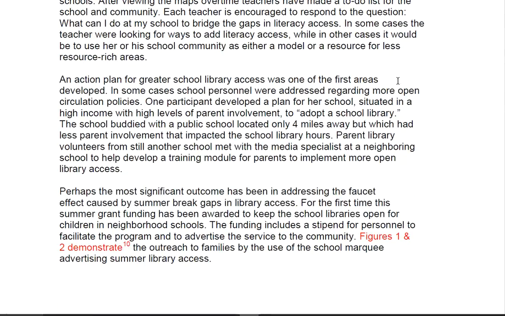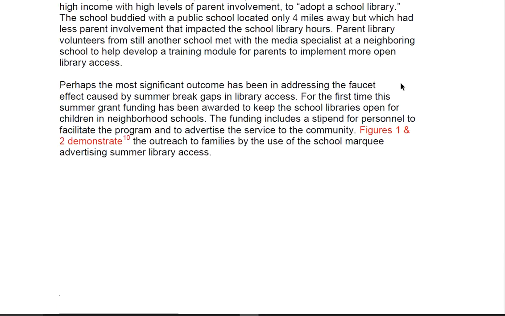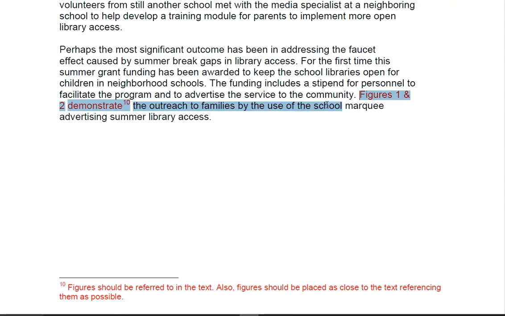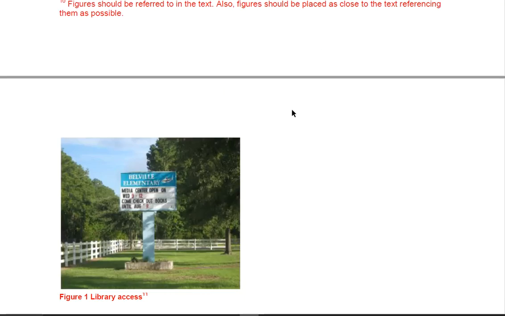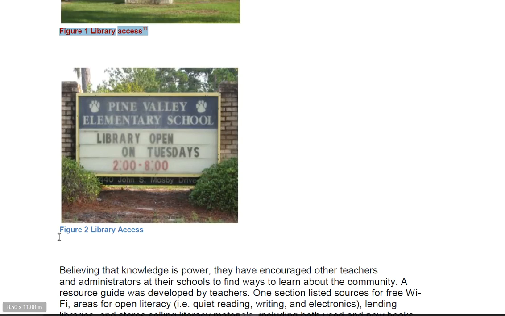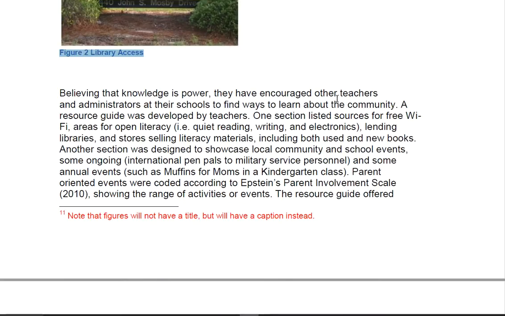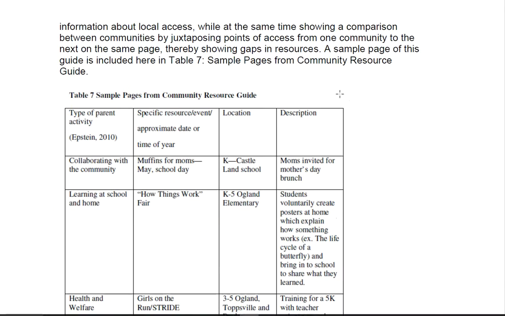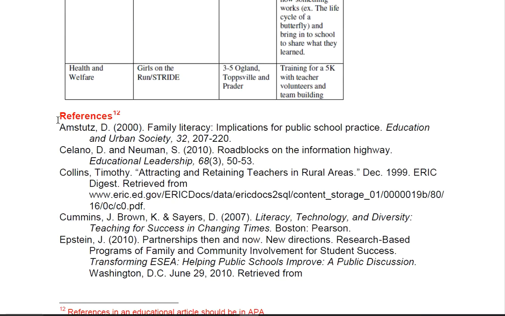And let's see, we're familiar with referencing the figures, right? Figures 1 and 2 demonstrate, and put those as close to your figures as possible, and see your figures have the captions underneath like you're used to. All right, and more tables that are helpful, and then all the references.